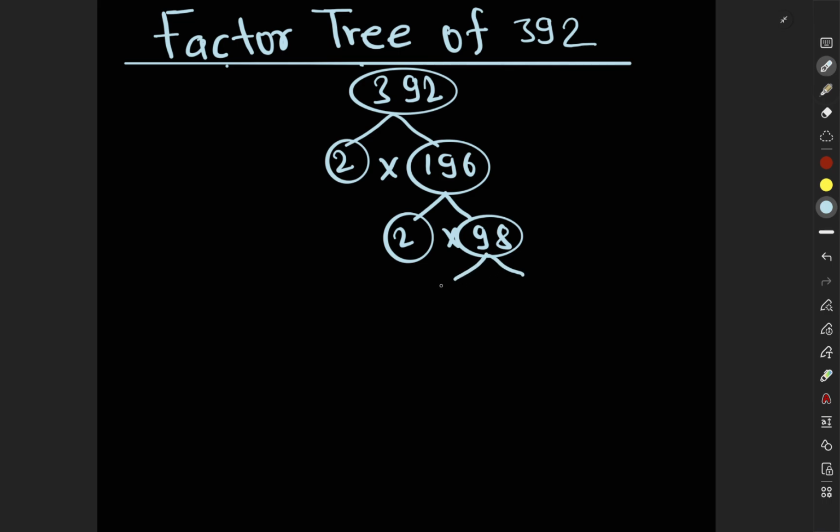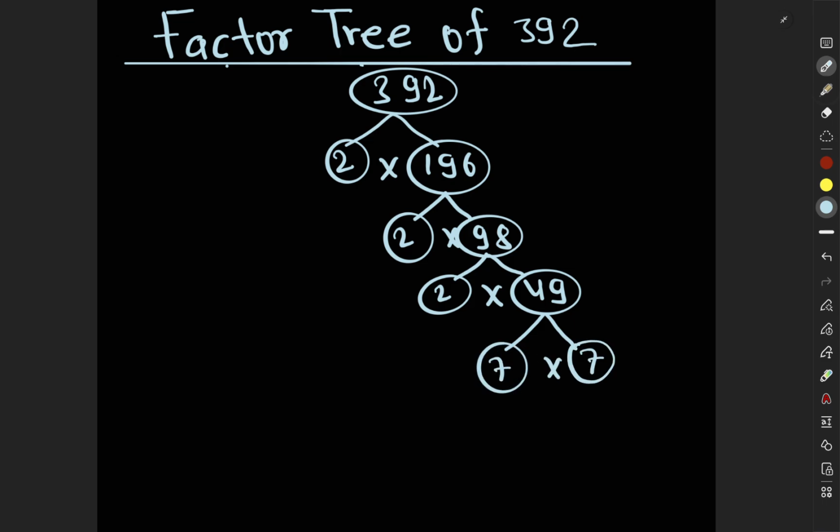98 can be written as 2 times 49. 2 times 49 means 98. 49 can be written as 7 times 7. 7 times 7 means 49. So now we select the prime numbers in all these numbers.